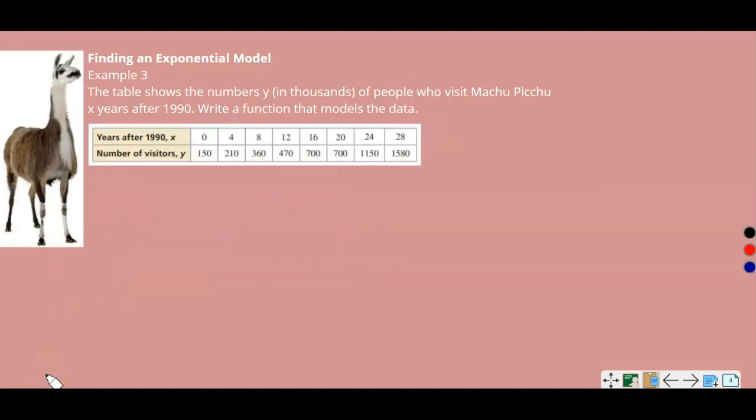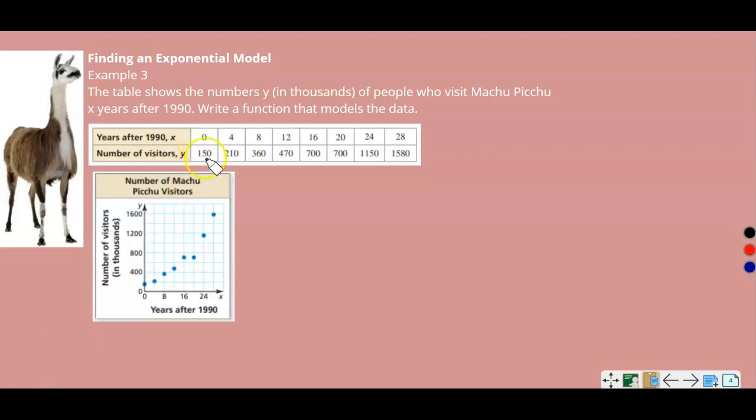Example 3, finding an exponential model. The table shows the number y in thousands of people who visit Machu Picchu x years after 1990. Write a function that models the data. All right, so the first thing you should do is look at a scatter plot, put the points on a scatter plot and look at it so you can determine if this is best fitted by an exponential model.